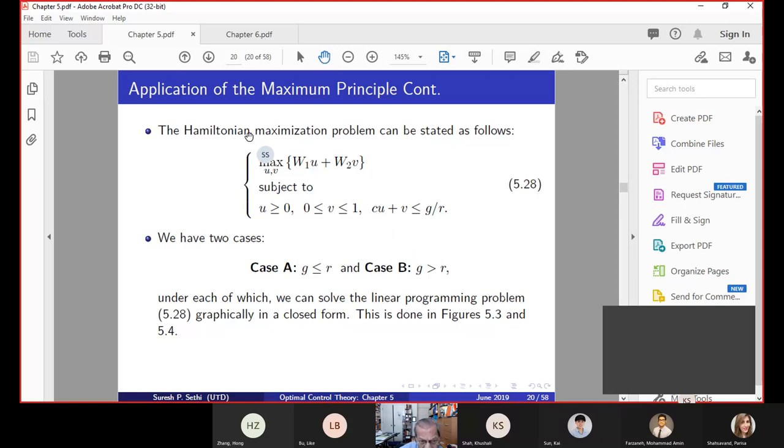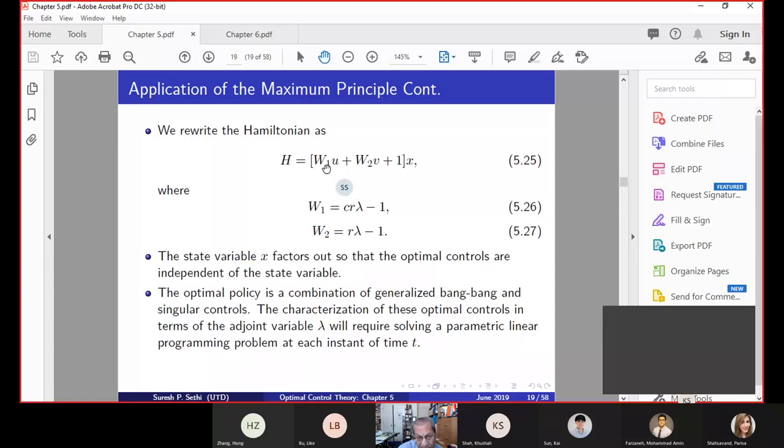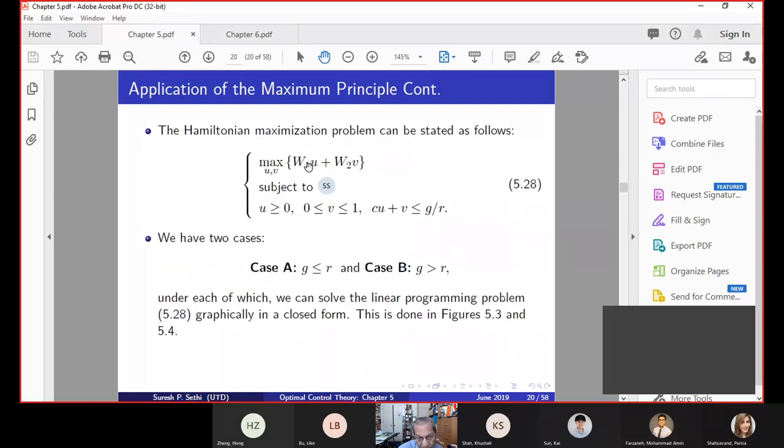So the Hamiltonian maximization problem is now like a linear programming problem, which is to maximize this particular quantity, W1 U plus W2 V, over U and V. Now, these are not functions anymore. U and V are simply variables here, because this is at each point in time t.